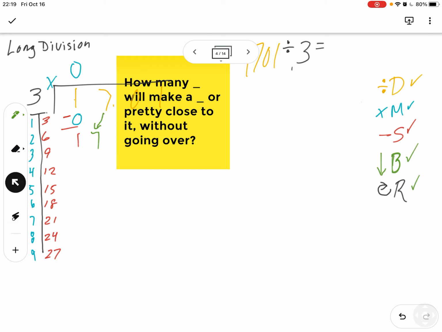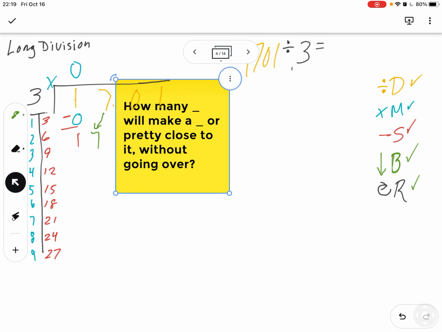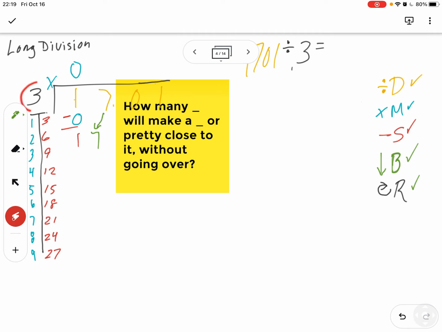How many 3's will make a 17? How many 3's will make a 17 or pretty close to it without going over?